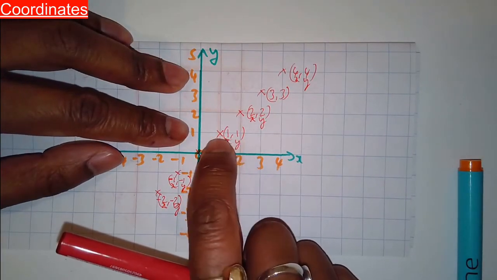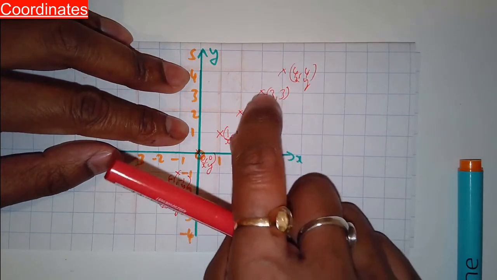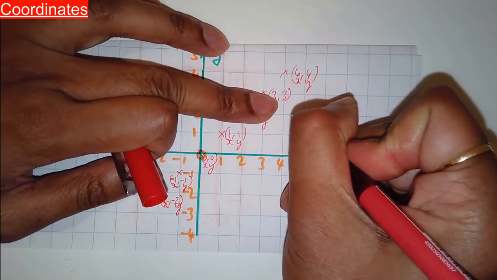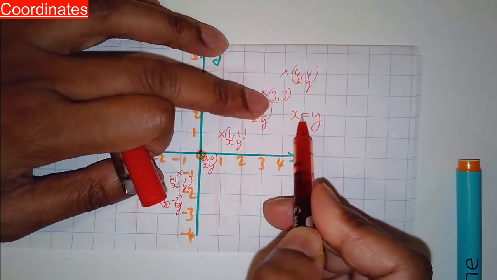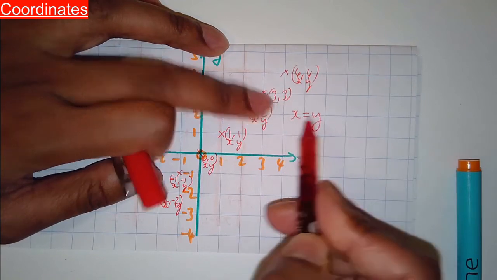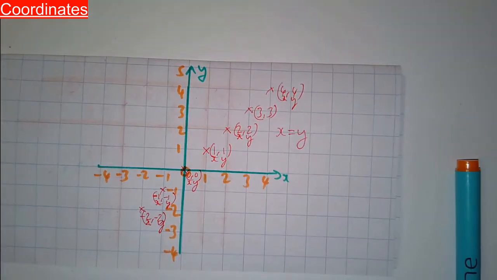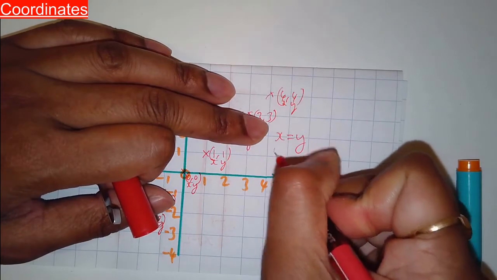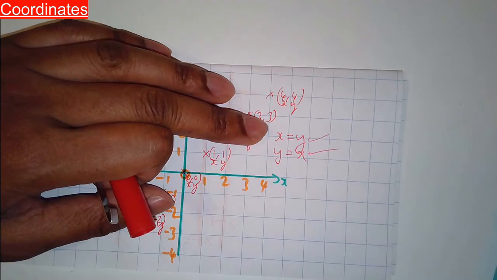For each coordinate, the x and y value are the same. Same means equal. So if that was a 1, that'd be 1. If that was 3, that'd be 3. If that was 100, that'd be 100. But I'm not going to plot 100 along the corridor here because I'm going to go off the paper. So you could say x equals y, or you can just as easily say y equals x. These two are the same thing.